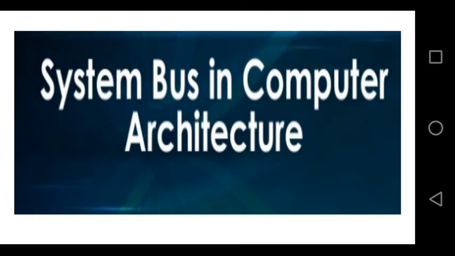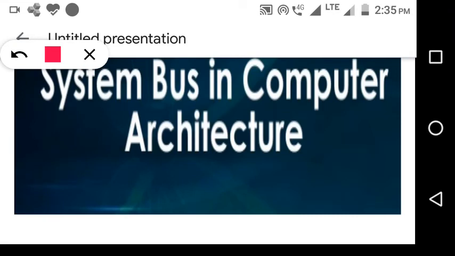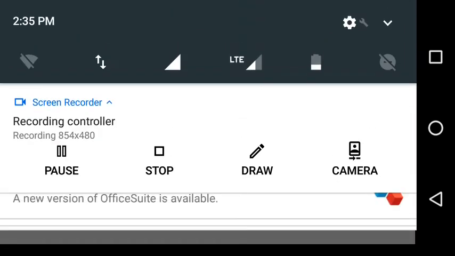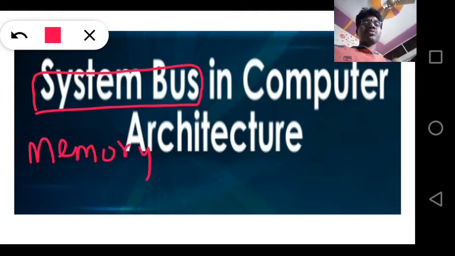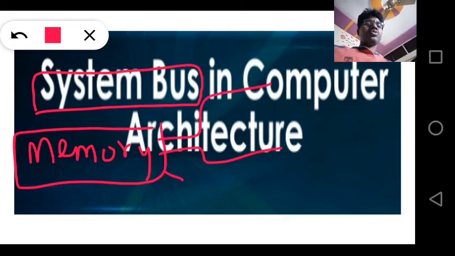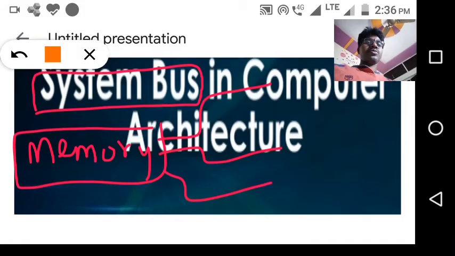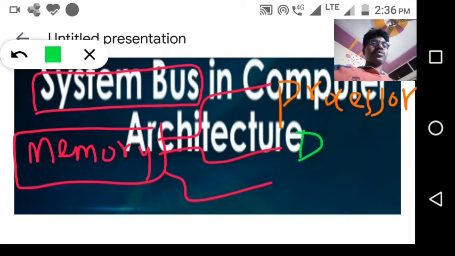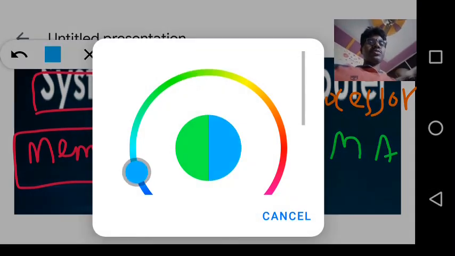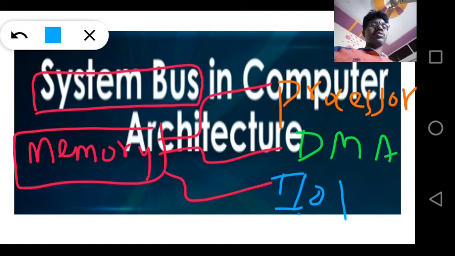Next, we see an important concept called system bus in computer architecture. The system bus, as we have seen earlier, is the most important. The system bus is the one which communicates the memory to the processor, to the DMA, and also to the IO processor.